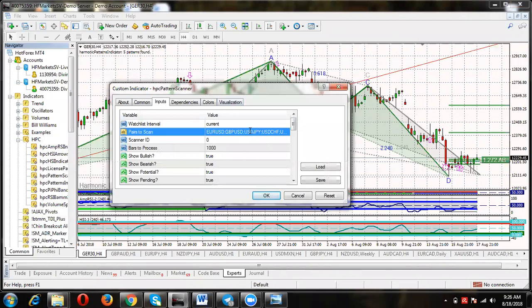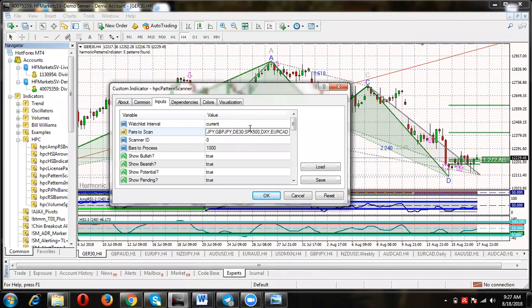Now, the pairs that the scanner searches for by default are just the ones listed here. But you can add your own list. For example, I want to add DE30, the German index. I trade that pair a lot, I like it. I also want to add SPX500, DXY, that's the US index, and maybe Eurocard.